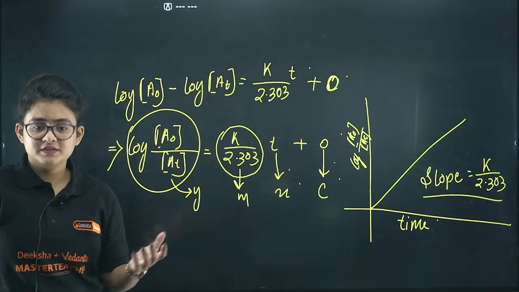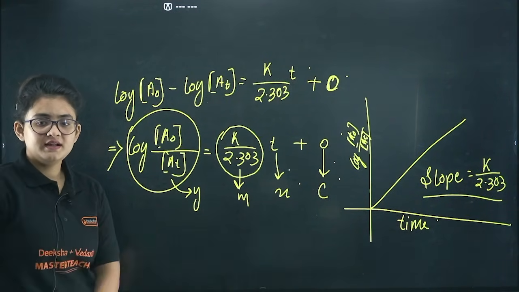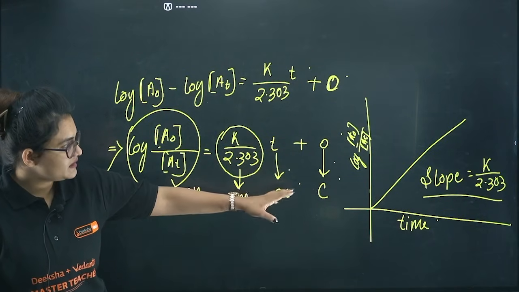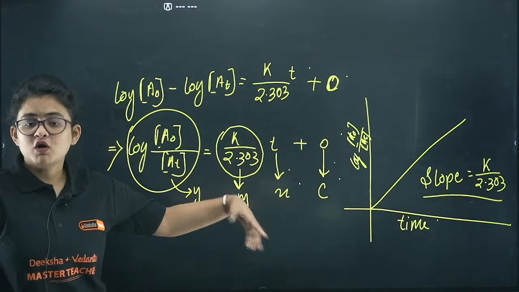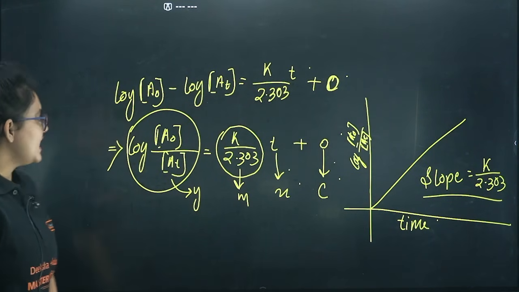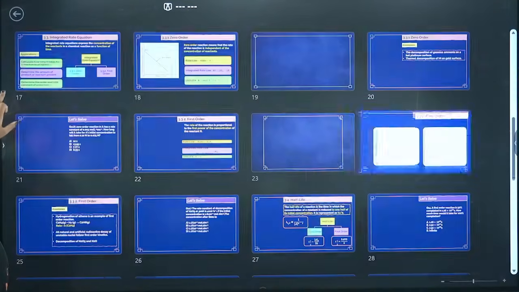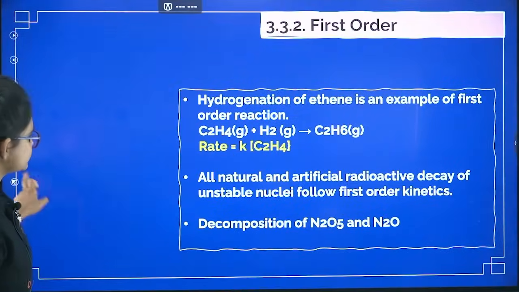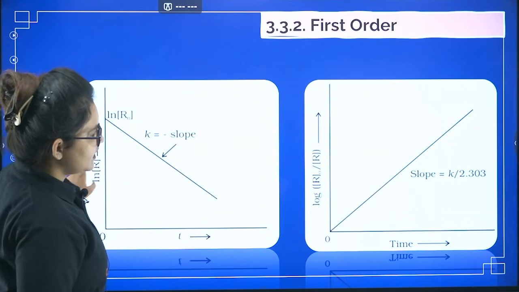Okay, so this type of problem, this type of thing you can expect in your KCET level. Like if I plot log A0 by At versus time graph, what will be the slope value? Okay, this is how you should deal with the problem. I guess it's clear to you. Yes, let's proceed.